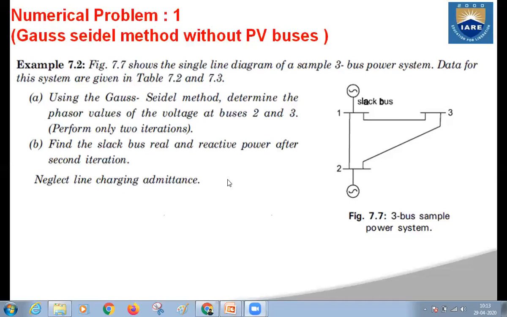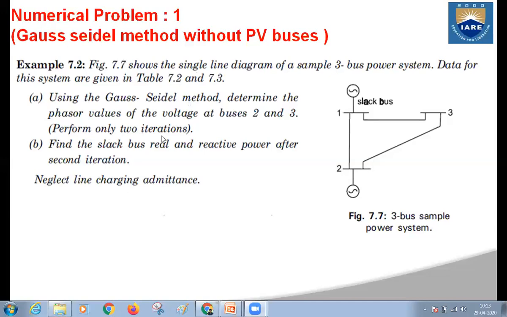So now today let us solve one numerical problem, which is related to the Gauss-Seidel method. Read the problem. Figure 7.7 shows the single line diagram of a sample 3-bus power system. The data for this system are given in Table 7.2 and 7.3. Using the Gauss-Seidel method, determine the phasor values of voltage at buses 2 and 3.